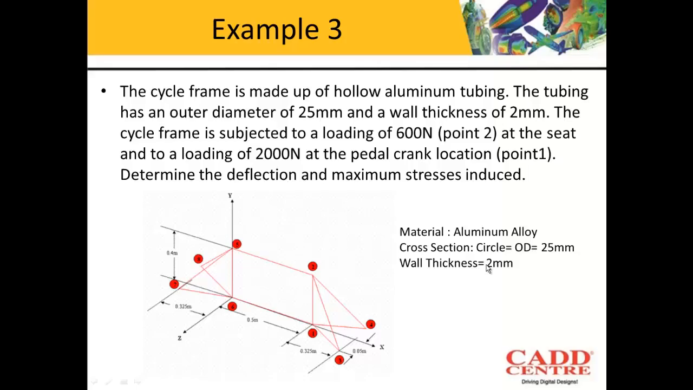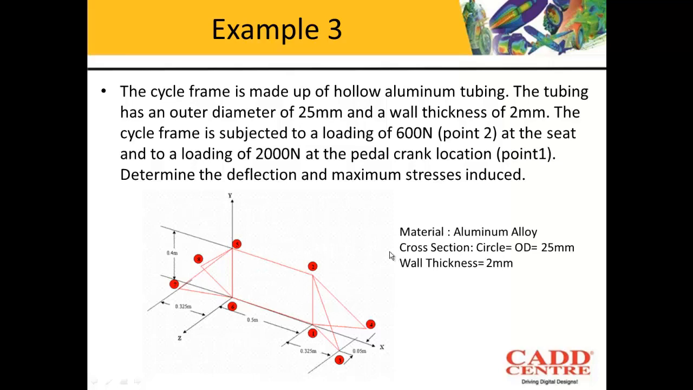Okay, the next example under surface and line models is we will consider a cycle frame which is made up of hollow aluminum tubing. The tubing has an outer diameter of 25 mm and a wall thickness of 2 mm. The cycle frame is subjected to a loading of 600 Newton at point 2, which is over here, at the seat, and to a loading of 2000 Newton at the pedal crank, that is point location 1. We have to determine the maximum deflection and the maximum stresses induced.